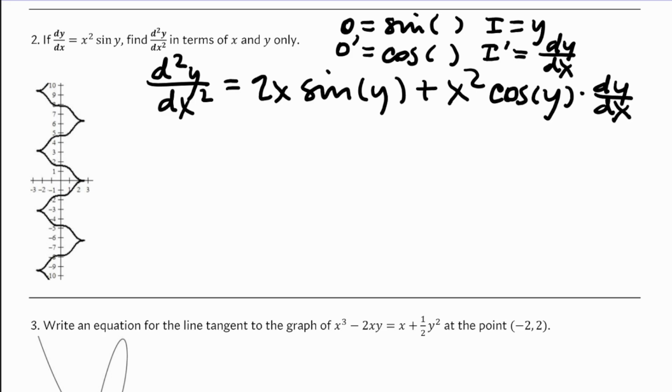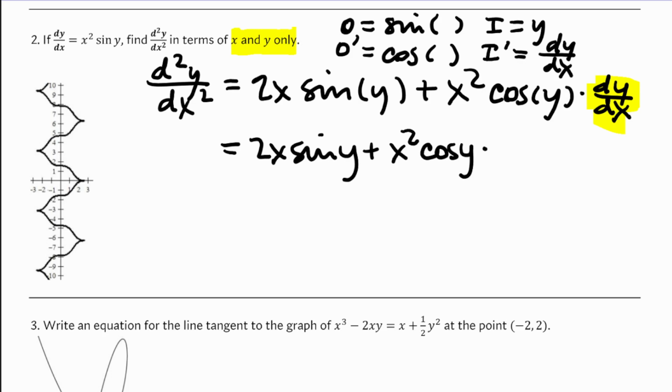But it says in terms of x and y only, so we need to get rid of that dy dx. We're just going to substitute. We know that dy dx is x squared times sine y. So we're going to go over here and say, all right, this is 2x sine y plus x squared cosine y times x squared sine y. And if you wanted to, you could combine that to make x to the fourth cosine y sine y, or you could just stop there.